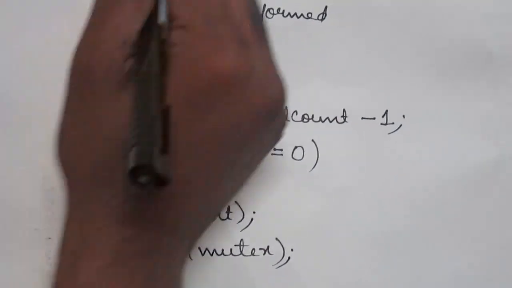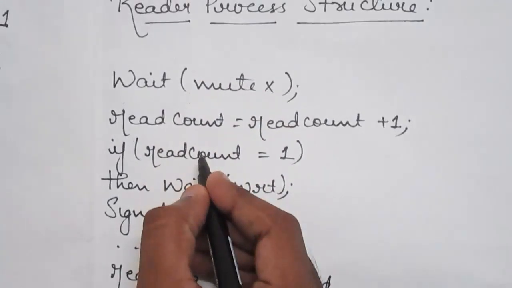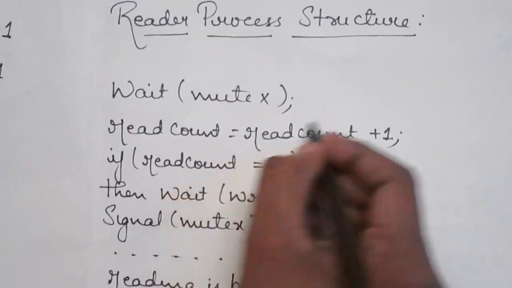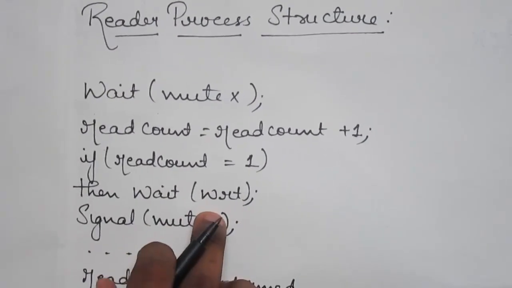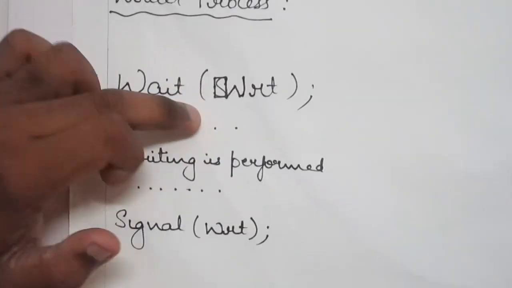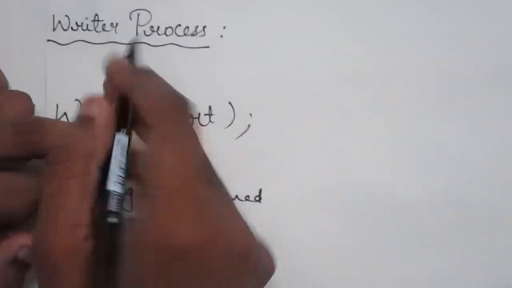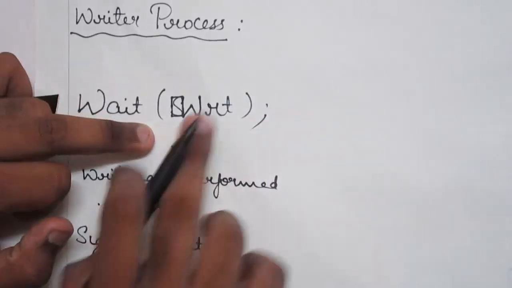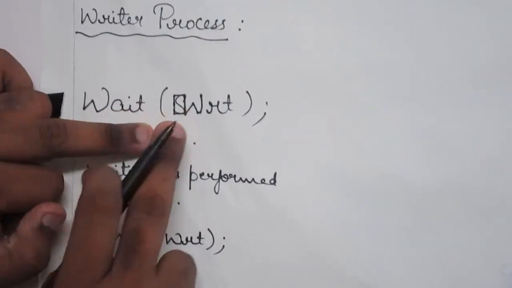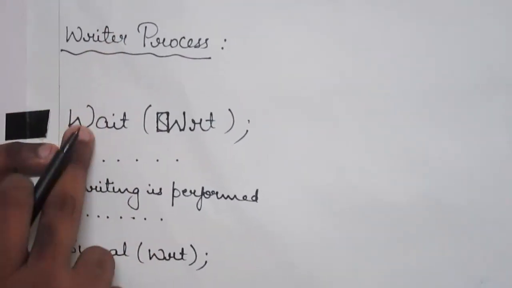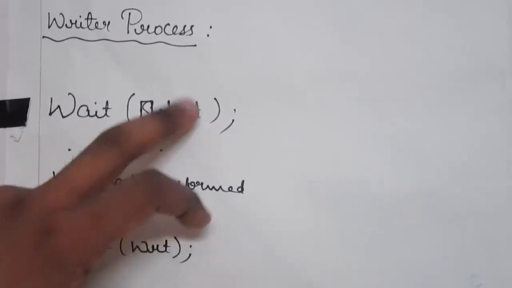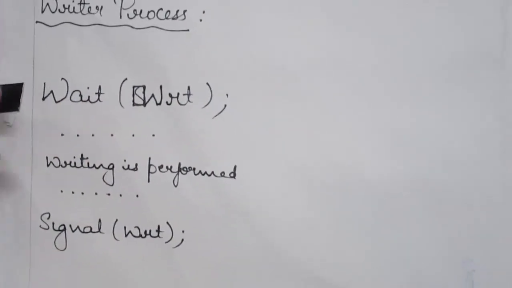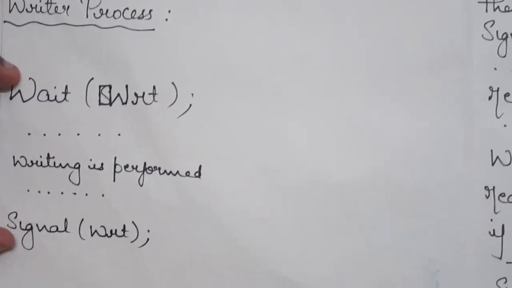As you can see over here, when the first reader process enters this region, it performed the wait write operation. So basically what it did is it blocked the writer process. If any one of the reader processes is reading the file, it basically performed the wait write. So when the writer process tries to perform this wait write, it will not be successfully executed because the write value has been initialized to 0. So the writer process can't write.